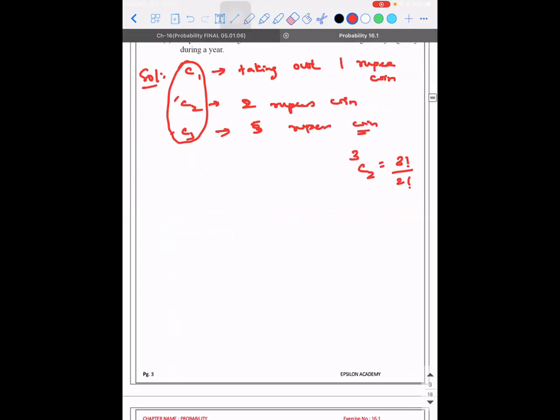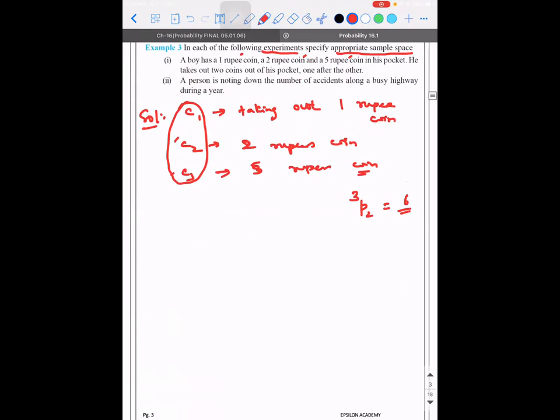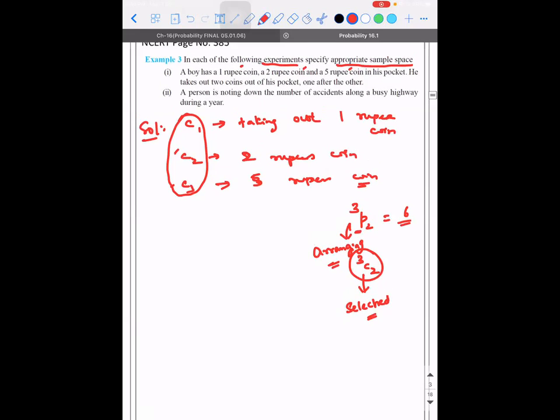This 3P2. It will be 6 outcomes. I'll tell you how it is. Why I wrote 3P2, because why I didn't write 3C2? So when do we use C, guys? When something is selecting something, sir. Yes. When do we use P? When you are arranging something. Okay. Now read the question clearly.